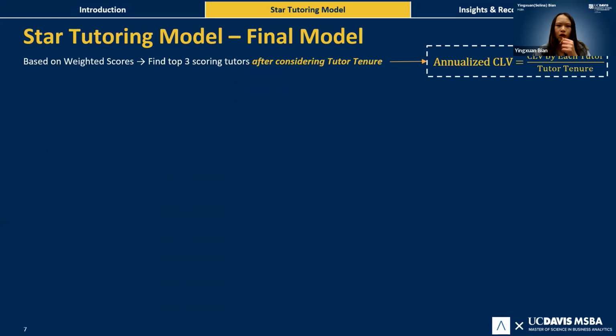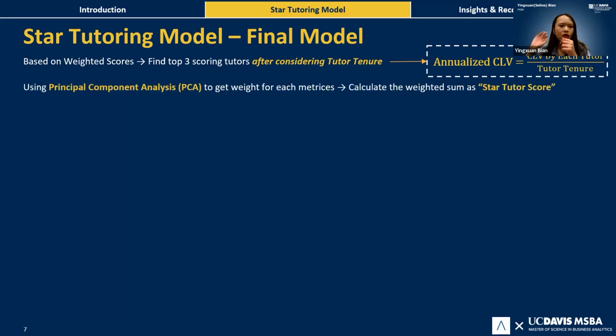So first, about the final model. This model is based on the weighted score that enables us to find the top 3 scoring tutors after considering tutor tenure. Tutor tenure is important because different tutors have been with Alexander Tutoring for different years, so they will generate different CLV, customer lifetime value, because different students pay them. For example, some are 1 year, some are 2 years, some are 3 years or more. And you can see here we used principal component analysis to get a weight for each metric and calculate a weighted sum as the star tutor score.